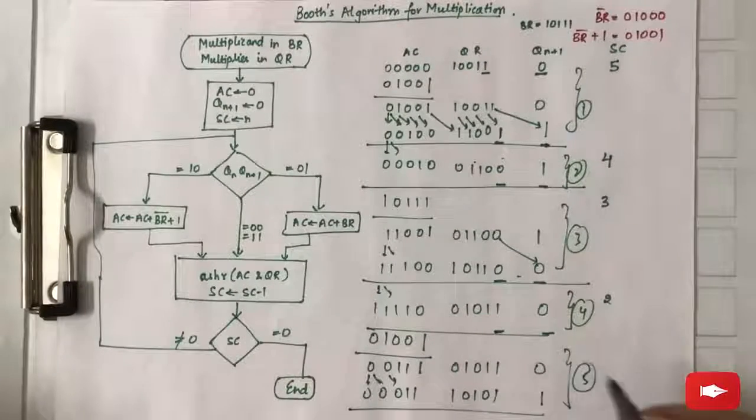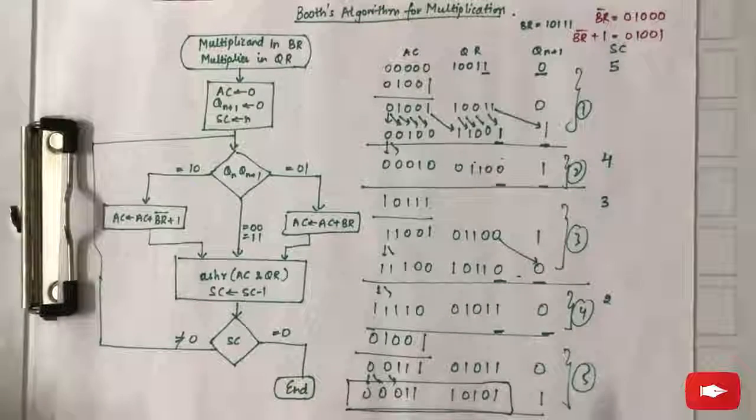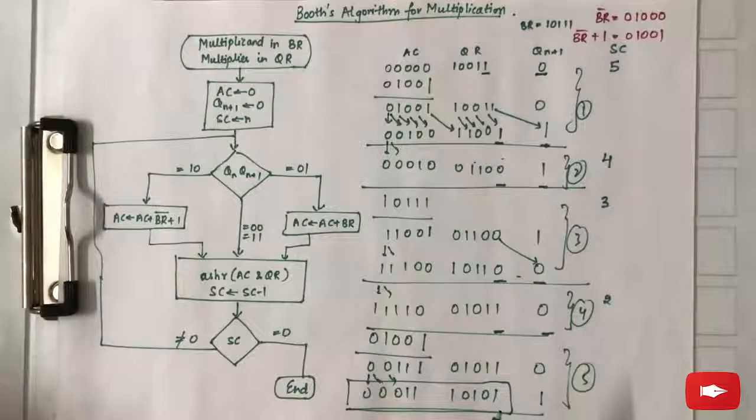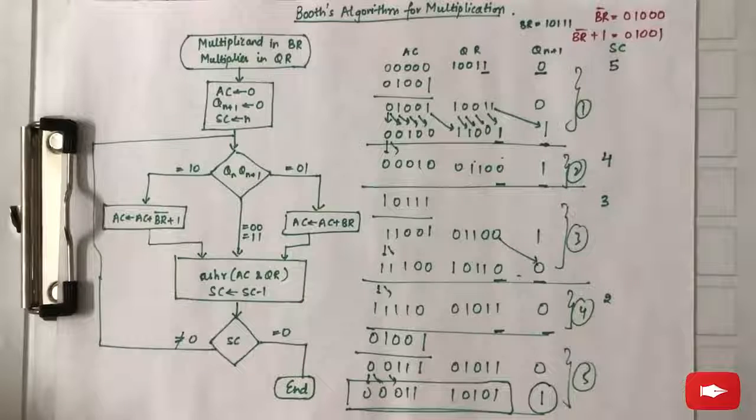Now this is your fifth step, and as I told you, the number of steps needs to be equal to the number of bits in QR. So this is your final answer, which includes your sign bit. And the final value of Qn plus 1, that is 1, is the original sign bit of the multiplier, and so it is not considered as a part of the product. This is your final answer that you are getting here. So this was Booth's algorithm for multiplication. Thank you.